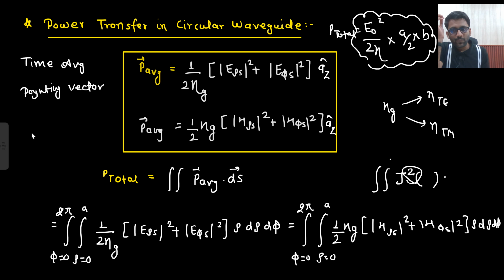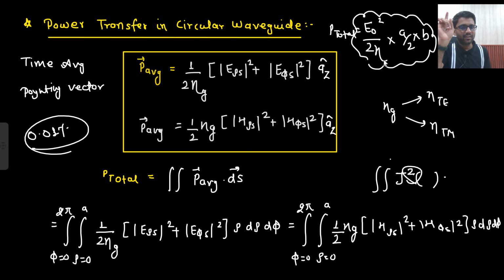So there is a 0.01% chance that they can ask a power calculation question in circular waveguide. Certainly they can ask in rectangular waveguide. But even if they are asking, they will mention the value of this integration. But it will be a very hectic task for them. So I don't think they will ask any question on power calculation in circular waveguide. What is the reason? Because you need to do the integration of Bessel's function, and that is not in our syllabus.